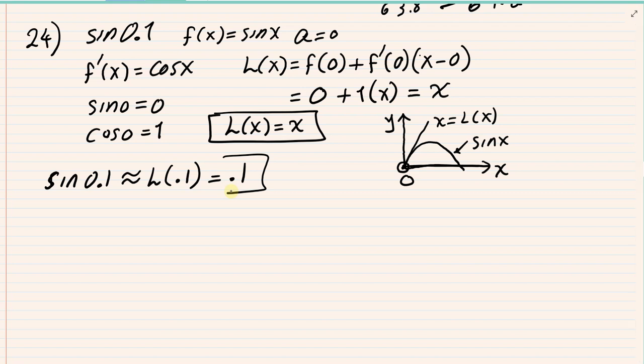Radians. Okay, I'm going to do this on my calculator. Sine of 0.1 is 0.099, rounded is 0.1. It's 0.0998. That's what the actual is from the calculator. Even that is an approximation, 0.0998.